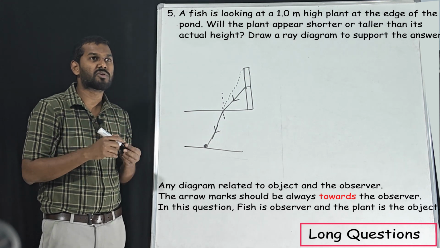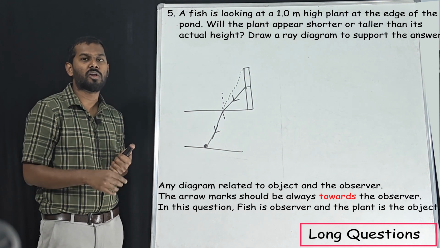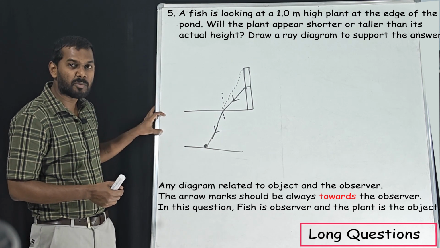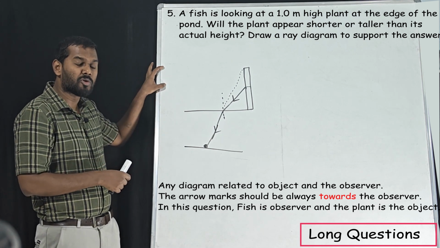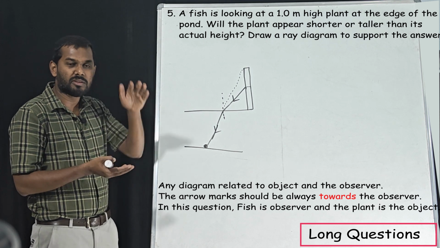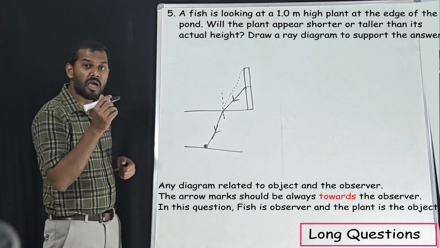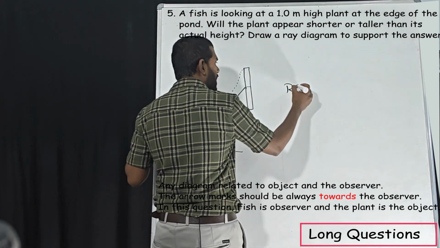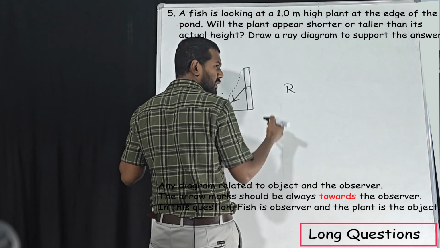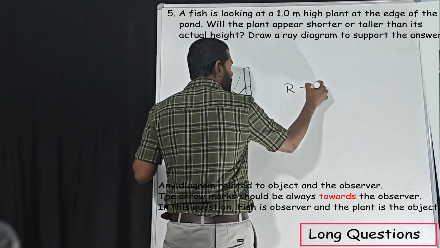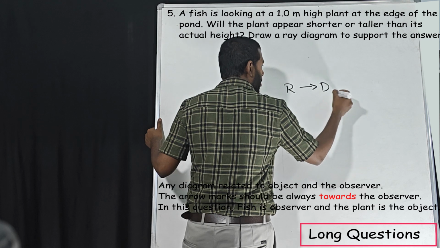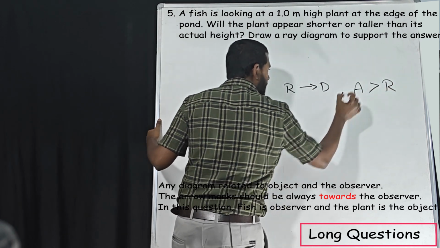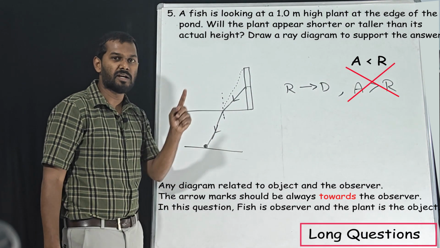So what is the answer for the first question? Will the plant appear shorter or taller? Whenever an object is seen from rarer medium to denser medium, as in the previous questions, the apparent depth will be smaller compared to real depth. In the previous questions, we were seeing from air to water or air to glass. That is nothing but rarer to denser. Apparent depth will be smaller than real depth.